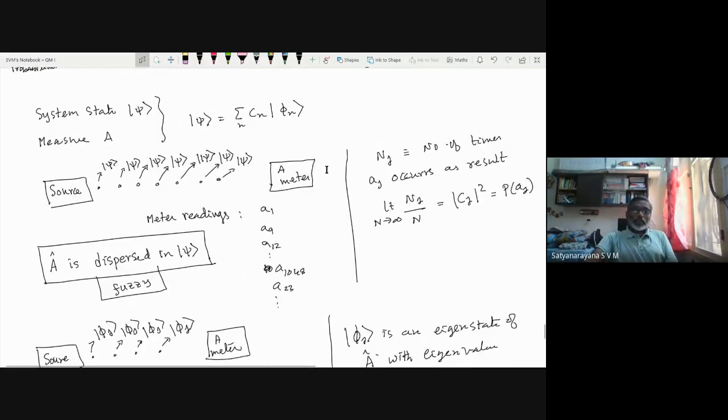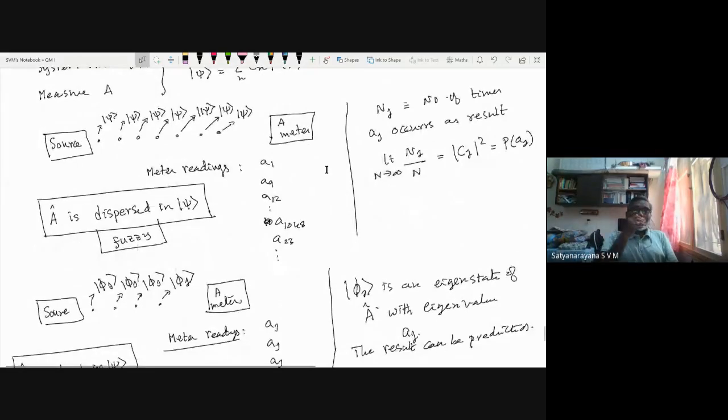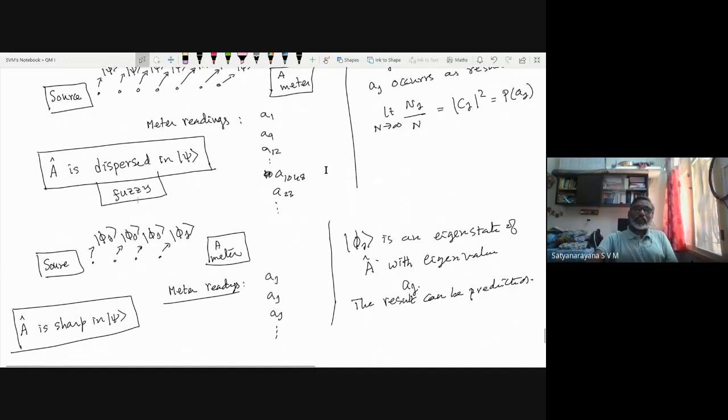And so you have a situation that we know probabilities, and probabilities will definitely lead to dispersion, and we will not be able to predict anything, except when the state in which the particle is coming to the meter is an eigenstate of the corresponding Hermitian operator.